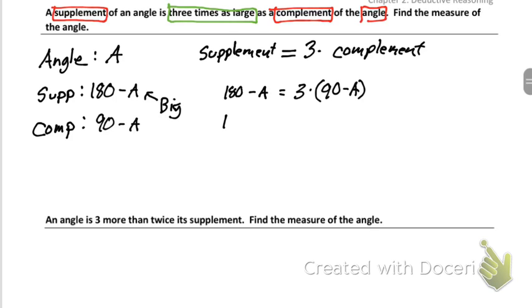Now we solve like an algebraic problem. So I have 180 minus A equals 3 times 90 is 270, but don't forget to go 3 times that A, which will be negative 3A.